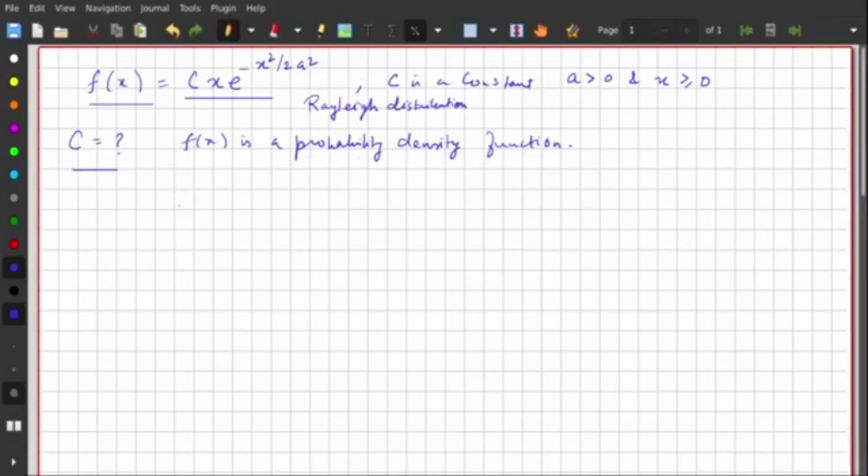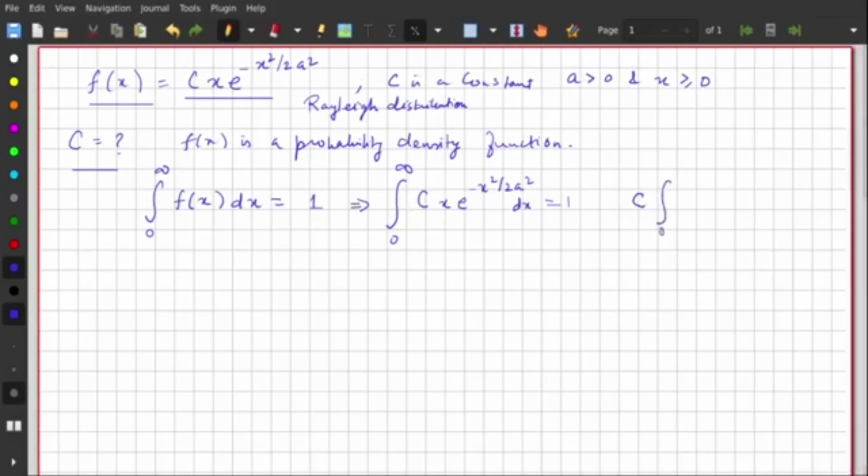This is quite trivial. What we need to do is just impose a condition that the total probability over all possible states is equal to unity. That means we impose that the integral from 0 to infinity of f of x dx equals unity. Since we know f of x in terms of c, we can substitute it. So this becomes the integral from 0 to infinity of c x e to the power minus x square over 2a square dx equals 1. Because c is a constant, you can take it out and then compute the integral.